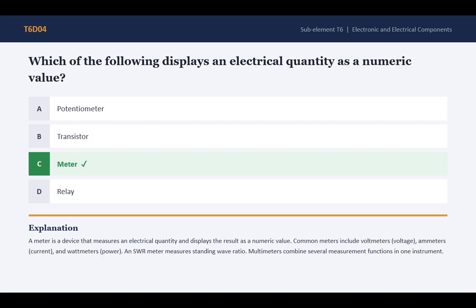Which of the following displays an electrical quantity as a numeric value? C. Meter. A meter is a device that measures an electrical quantity and displays the result as a numeric value. Common meters include voltmeters, ammeters, and wattmeters. An SWR meter measures standing wave ratio, and multimeters combine several measurement functions into one instrument.